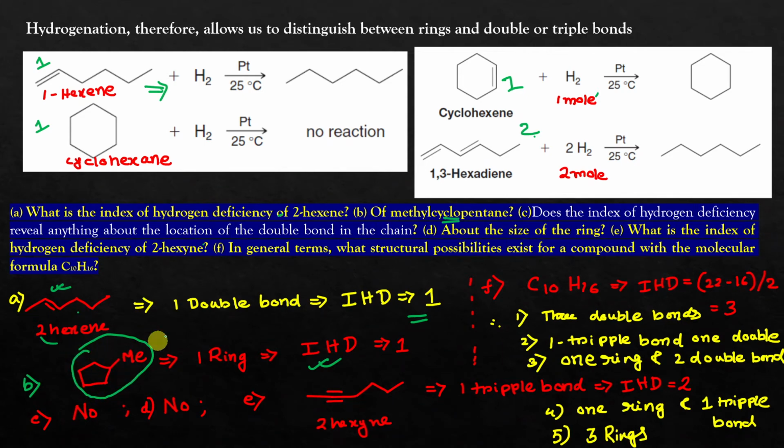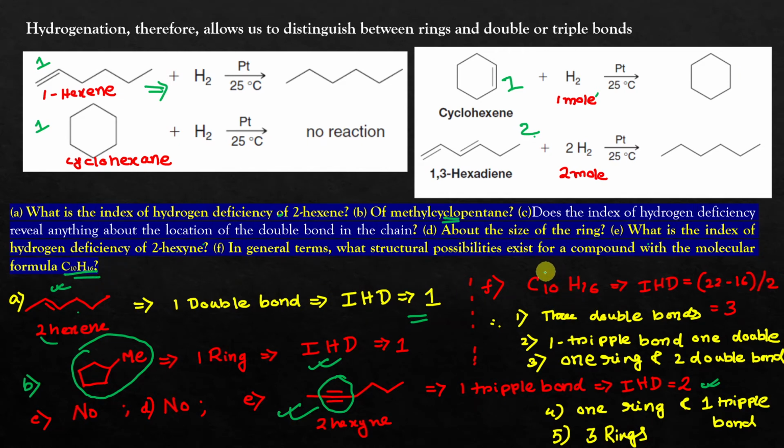Now the next question is, what is the index of hydrogen deficiency of 2-hexyne? This is the formula for 2-hexyne. As this compound contains one triple bond, it will have an IHD of 2. Now the next question is, in general terms, what structural possibilities exist for a compound with the molecular formula C10H16?